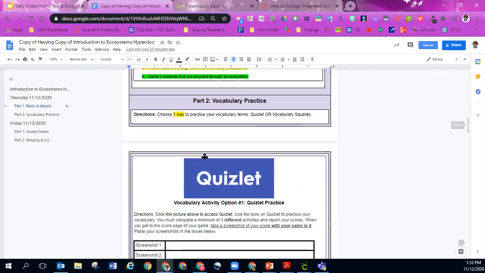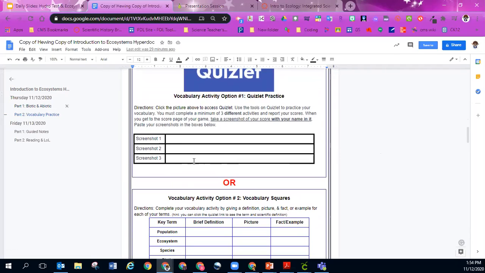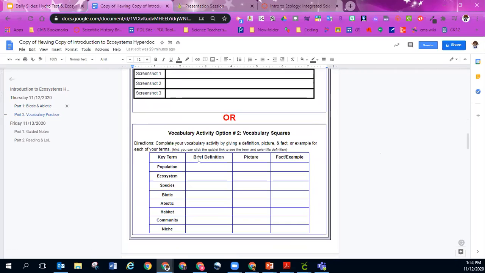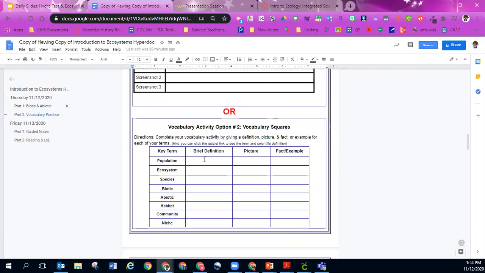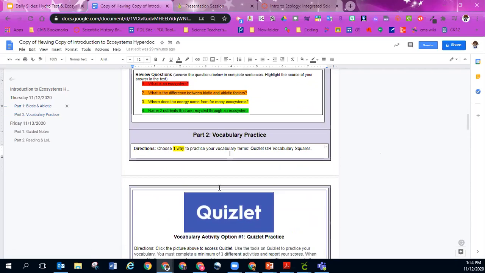Part 2 is vocabulary practice. If you click the image right here, it will take you to our Quizlet, and you can practice there. Choose your 3 different activities that you want to play and insert your screenshot there, or you can choose to do vocabulary squares if you would like to, and fill out the information with our terms there. And that's all that we have set for today. We'll finish the rest of it tomorrow.